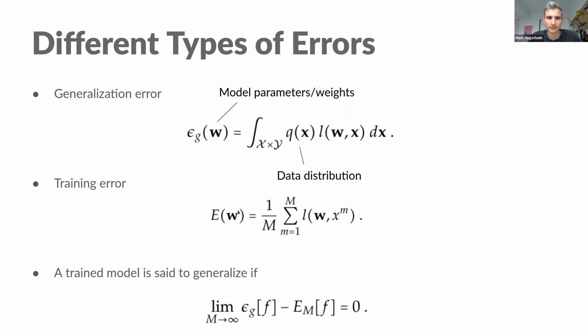A quantity that is much easier to compute is the training error, which is just a sum over the loss functions given a weight vector and the data points within a training data set. In this case, this training data set would consist of m data points. And then overall, given these two quantities, we can say that a trained model is said to generalize if the difference between the generalization error and the training error is 0 as the training data set size goes to infinity.